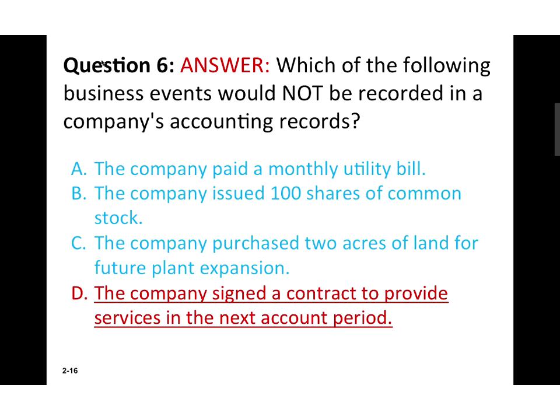But all the other events: we paid a monthly utility bill. We know how much it is. We wrote a check for it. There's actually an exchange there. The company issued 100 shares of common stock. There's an exchange there. The company purchased 2 acres of land for a future plant expansion. So those are all transactions. The last one, signing a future contract, that may be significant, but it is not a financial transaction.